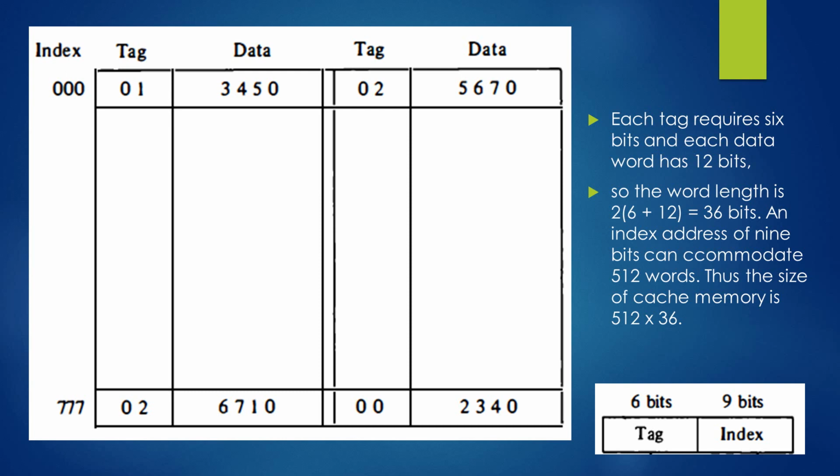So the word length is 2 into (6 plus 12). Tag is of 6 bits, data is of 12 bits. 6 plus 12 is 18, into 2, that is 36 bits.